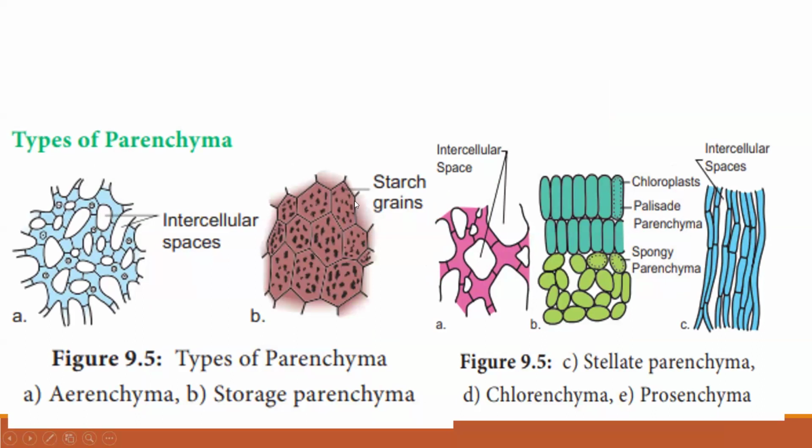So next one is the starch. Here the parenchyma cells are storing starch grains. It is called a storage parenchyma. So next one is the stellate parenchyma.